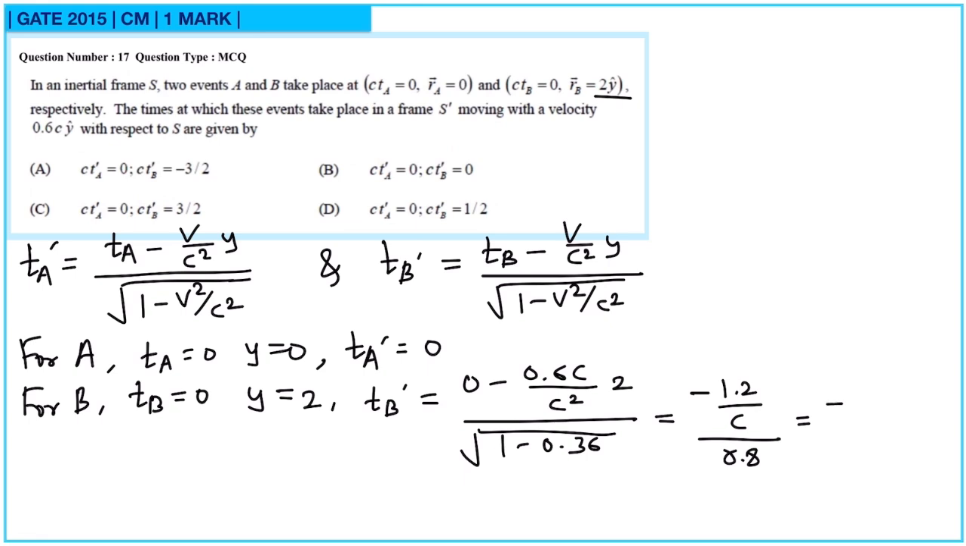So this is minus 1.2 by 0.8c, which gives t_B dash equal to minus 3 by 2c. So c t_B dash is minus 3 by 2. So option A is correct. c t_A dash is 0 and c t_B dash is minus 3 by 2.